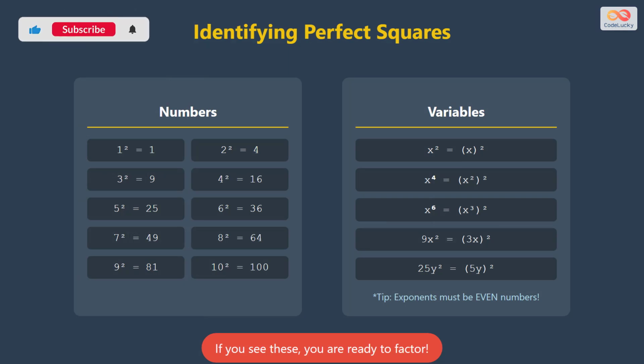To use this method, you need to be good at spotting perfect squares. For numbers, these are integers like 1, 4, 9, 16, 25, and so on. For variables, look for even exponents. X squared, x to the fourth power, or even 9x squared are all perfect squares because you can take their square root evenly.